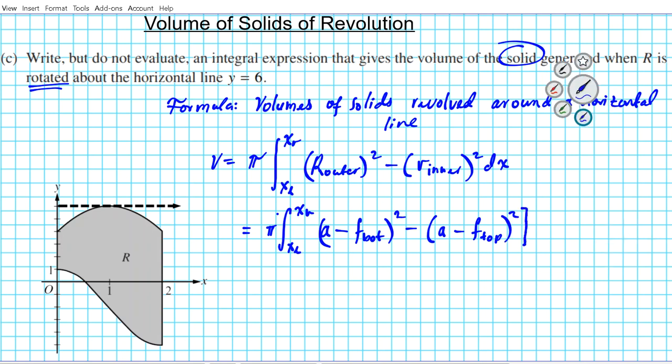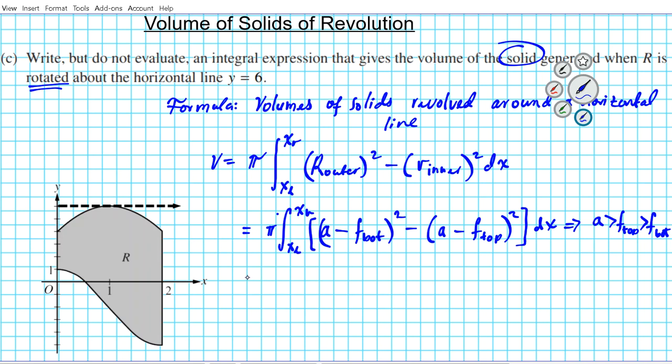So this is the formula when you have a scenario where a is greater than the top function, and of course everything is greater than the bottom function. That's what we're going to be using for this example right here.